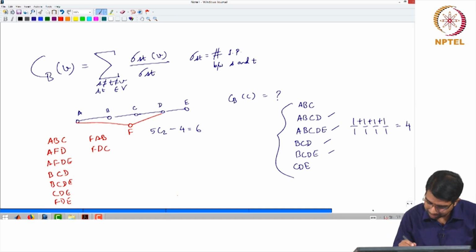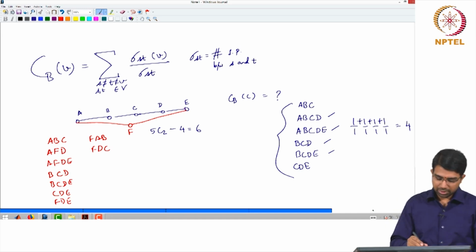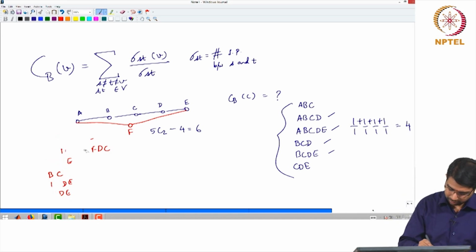So, actually this does not turn out to be a very good example. I think I need to turn this, right. Let us just work with this now.